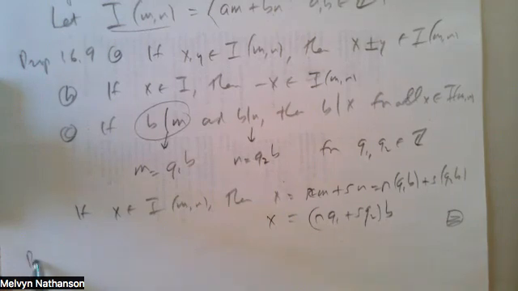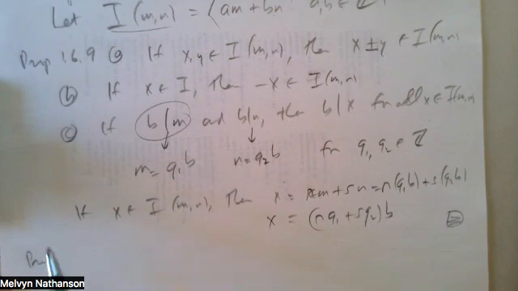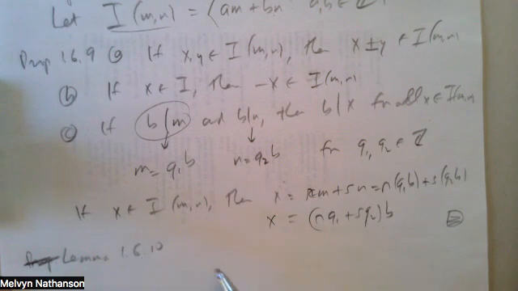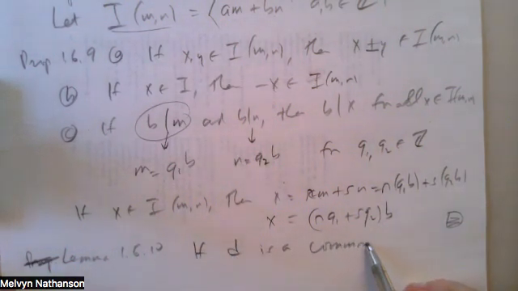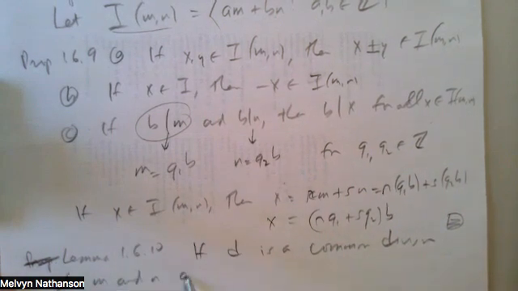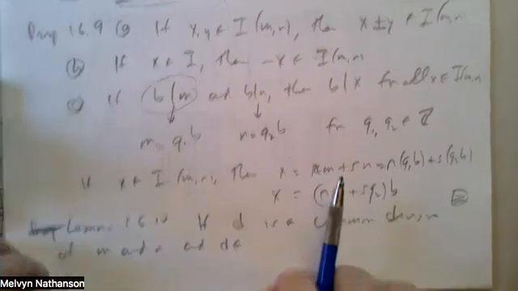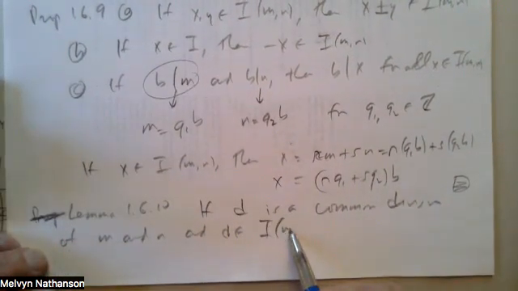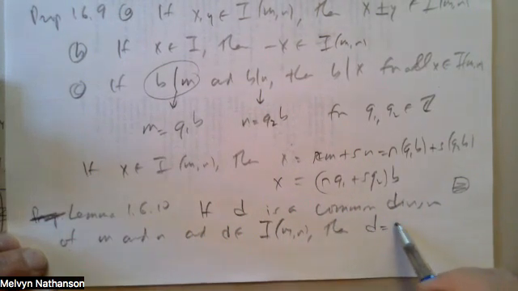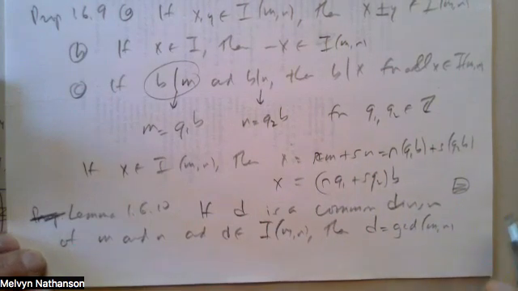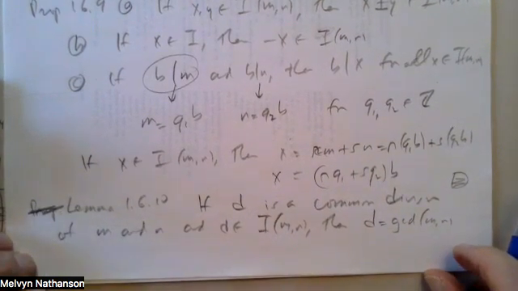And what's very important is Lemma 1.6.10. It says if D is a common divisor of M and N, and D belongs to the set I of M, N, then in fact D is the greatest common divisor of M and N.